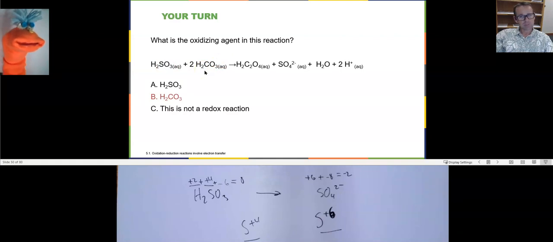See how we did that? We identified what was oxidized, and then the other one must have been the oxidizing agent? That's right. You can also look at the compound that's been reduced, and that means that compound must be the oxidizing agent.